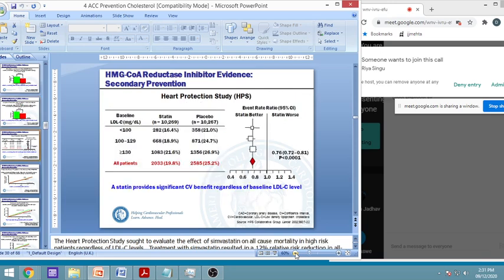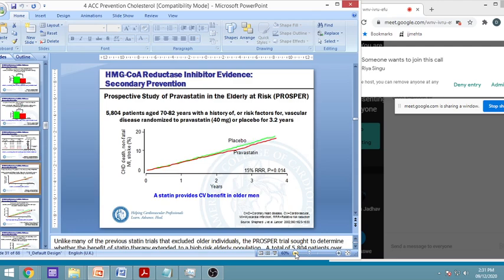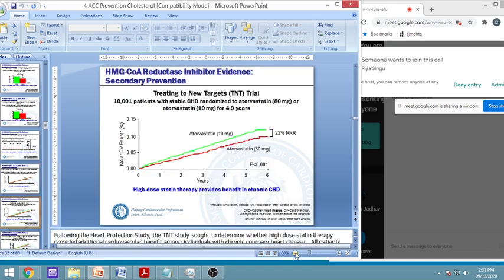Then HMG-CoA reductase inhibitor evidence in secondary prevention, that is LDL, statin, placebo, and so on. When we consider that, it can be found that statin helps many people and shows protection. There is a significant benefit in cardiovascular outcomes. The evidence also covers pravastatin in elderly people at risk. Here also statin provides cardiovascular benefit in older men, because it was only in elderly studies.